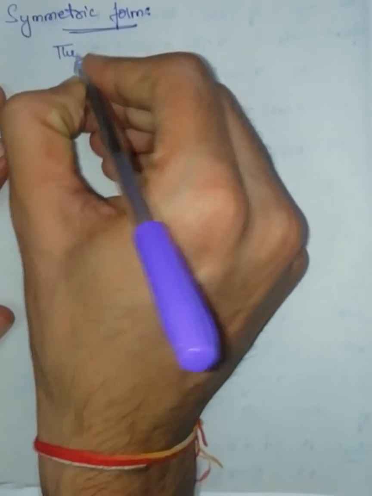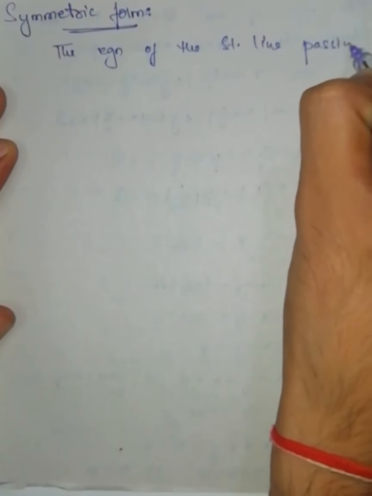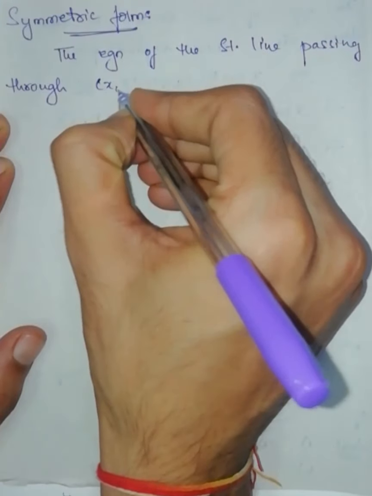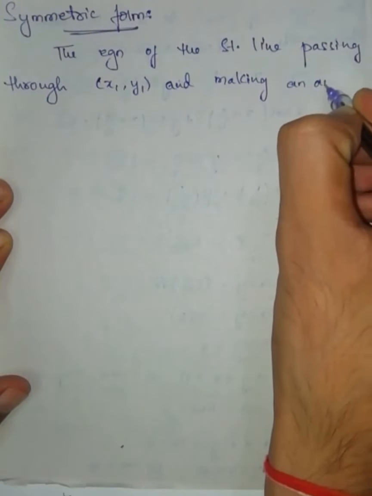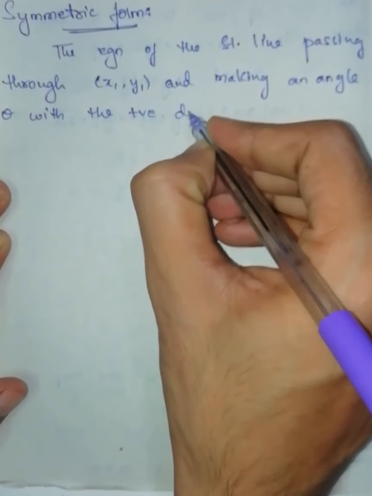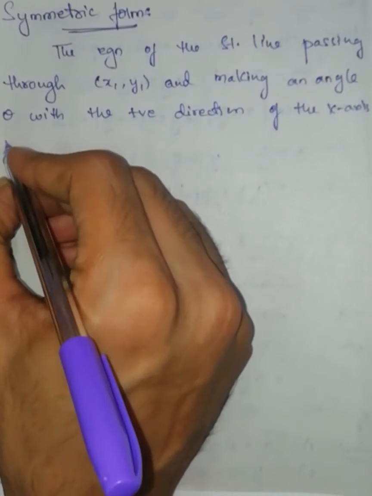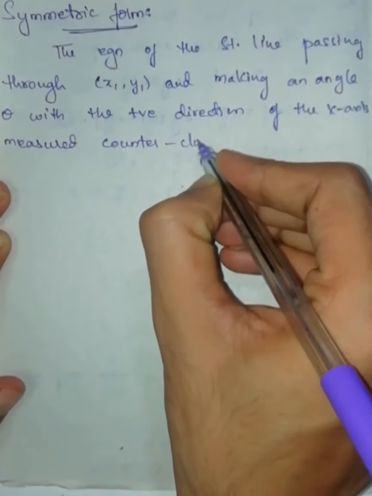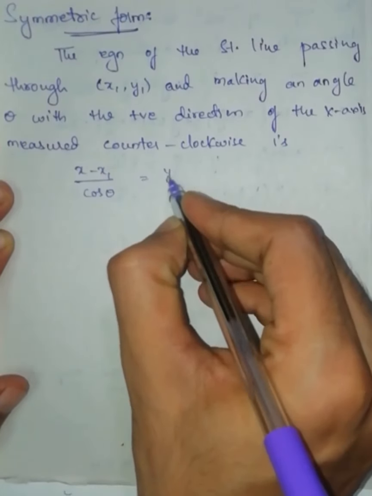Symmetric form. The equation of the straight line passing through x1 comma y1 and making an angle theta with the positive direction of the x-axis measured counter clockwise is x minus x1 by cos theta is equal to y minus y1 by sin theta.